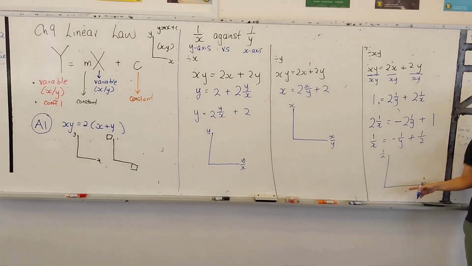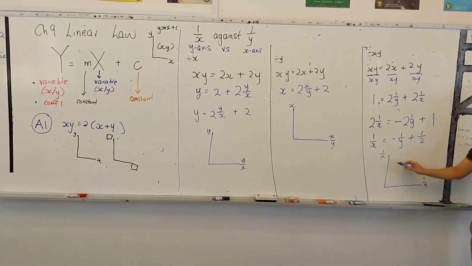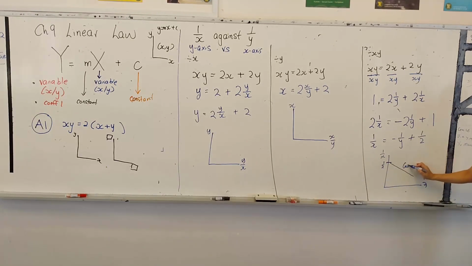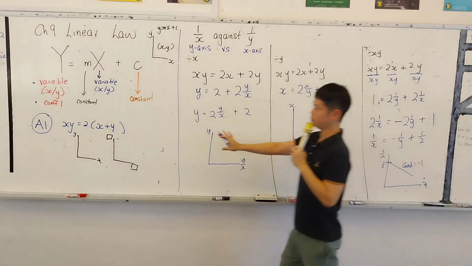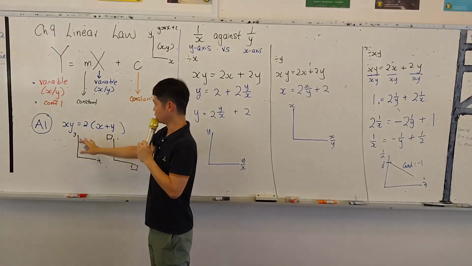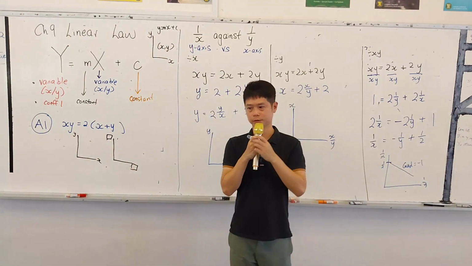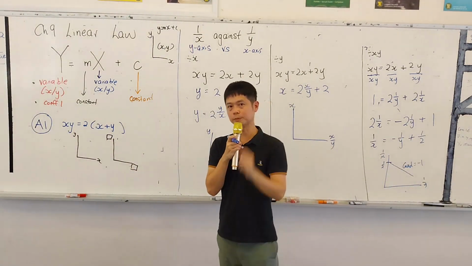What is the gradient of the straight line later? Negative 1, right? And what was the y-intercept? Half. The gradient will be negative 1. So if we plot it normally as x and y, we get a curve, but we have transformed it into a straight line. Okay, so that's all for this part. Can we pause? Stop the video.